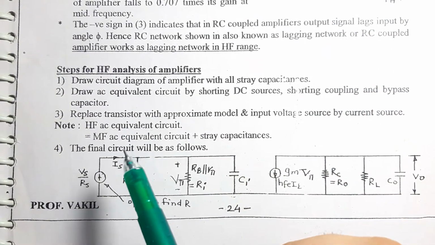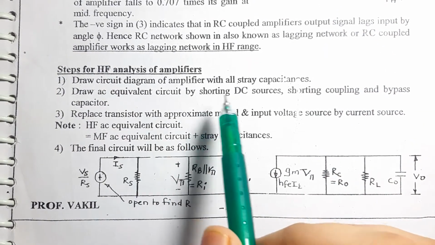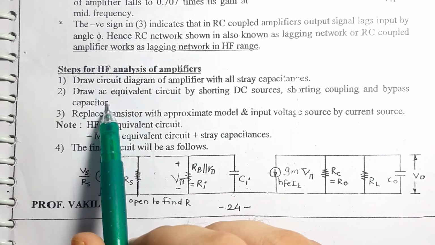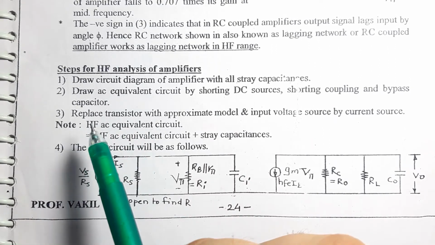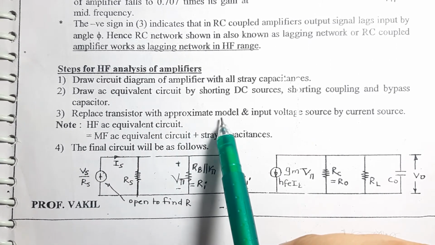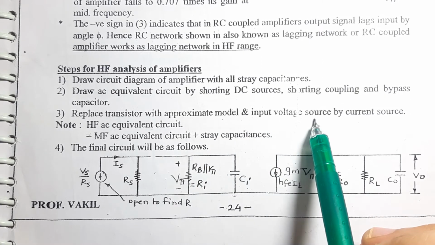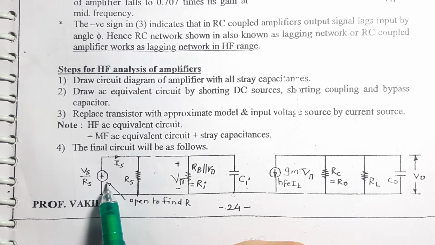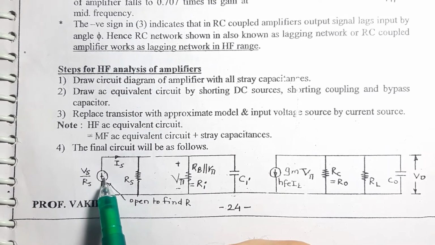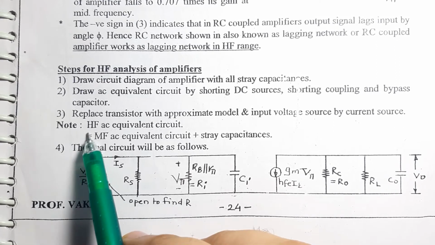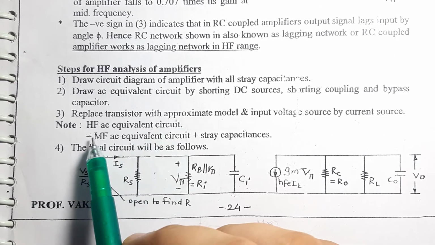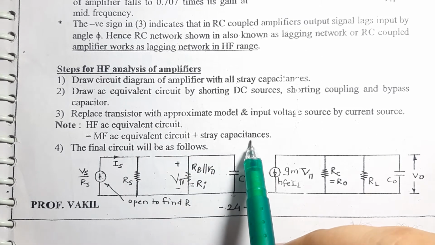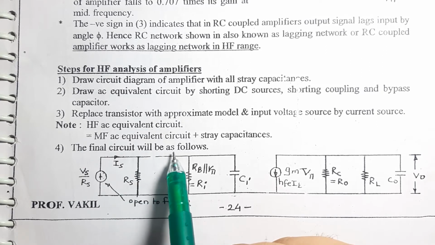Now we draw the AC equivalent circuit by shorting the DC sources and shorting the coupling and the bypass capacitors, because they are not present at high frequency. Now replace your transistor with the approximate model and the input voltage source by a current source. This is somewhat important. If you can see over here, we don't have a voltage source, we have a current source. So here source transformation is being used. Therefore your HF AC equivalent circuit is equal to your MF AC equivalent circuit plus your stray capacitances. So the final circuit will be as shown over here.